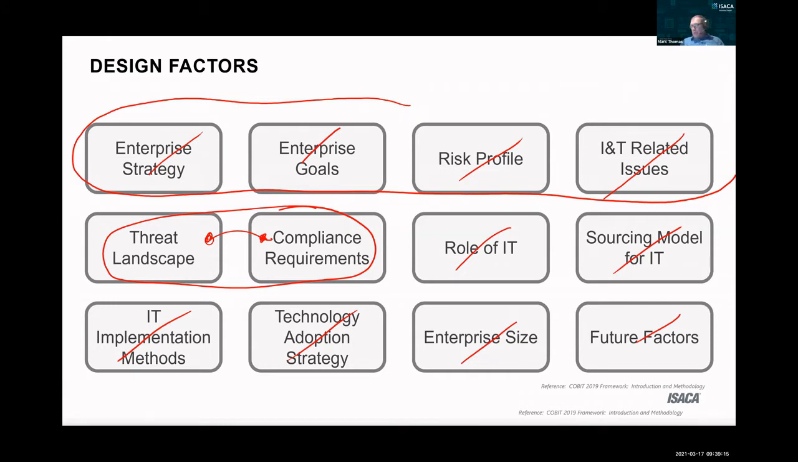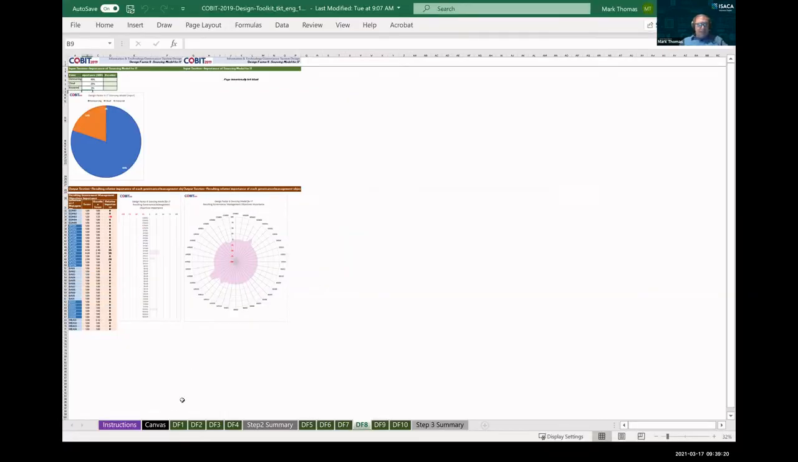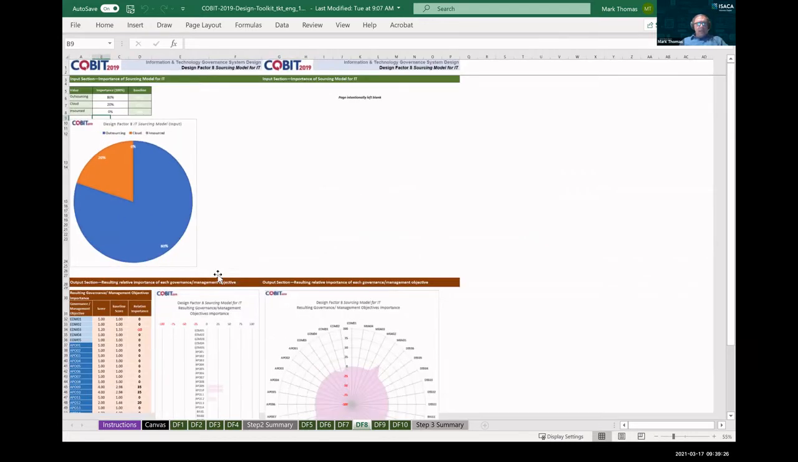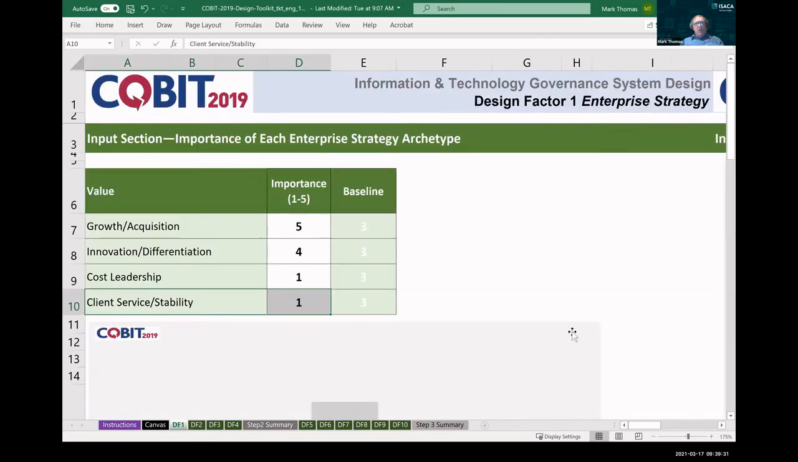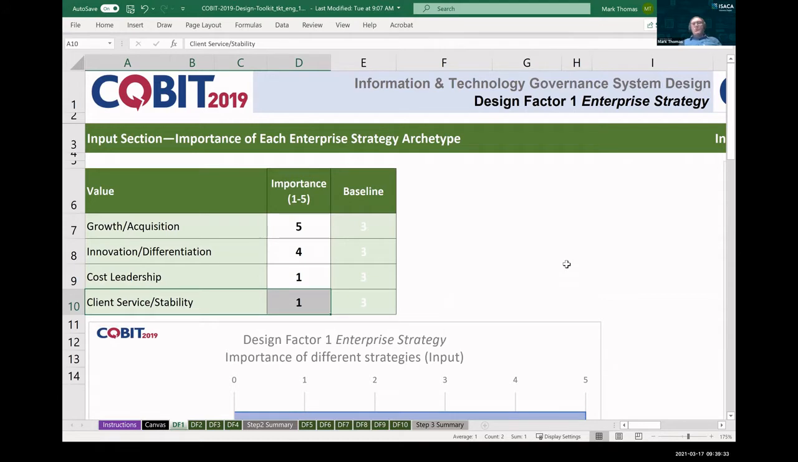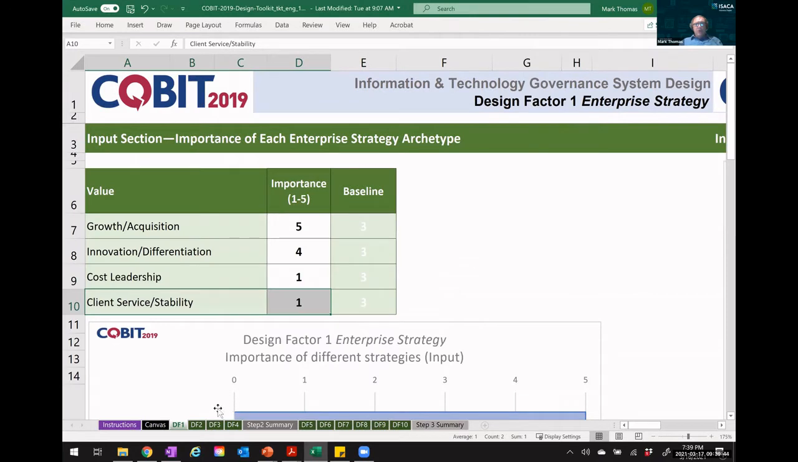Now, what I'm going to show you coming up here, guys, I'm not going to go through the entire tool. Out on the ISACA site, there is what's called a design guide toolkit. Okay, so what this does, if you look at the bottom of this, I clicked on design factor 1. It takes each one of those design factors that I just showed you, and it has some input parameters for you. I can't zoom in on those tabs on the bottom, but it has design factor 1 all the way through design factor 10.